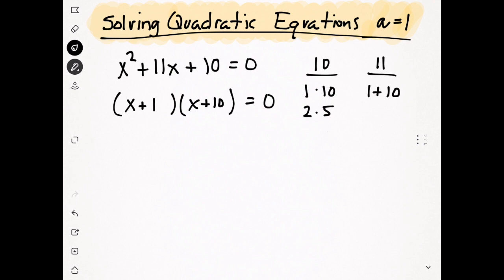Now you could flip those around, it wouldn't matter. You could put the 10 first and the 1 second. But we really want to solve this. So what we want to do is we want to make the left-hand side equal to 0. So in order to do that, we just need to make each binomial 0. So in the first binomial, all I have to plug in is x equals -1 to make that binomial 0. And in the second one, I just need to plug in x is equal to -10 to make that 0. So the solution to my quadratic equation is x equals -1 or -10.